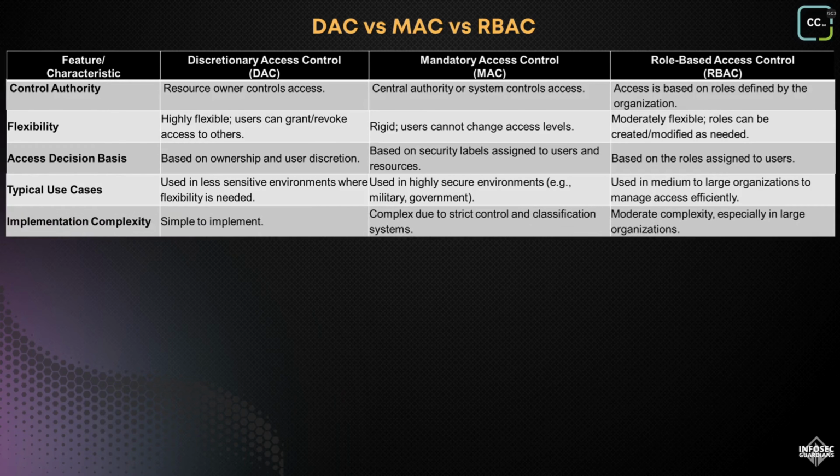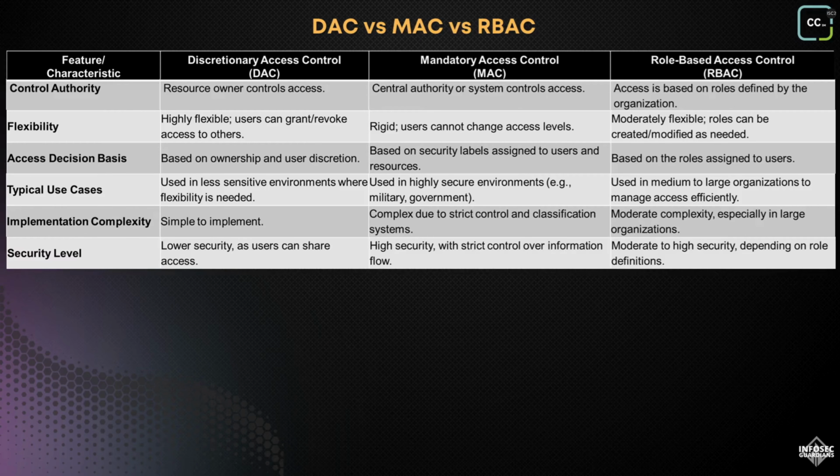What about implementation complexity? DAC is generally simple to implement. MAC, however, is more complex because of the strict controls and classification systems involved. RBAC is moderately complex, especially in large organizations where many roles need to be defined and managed.